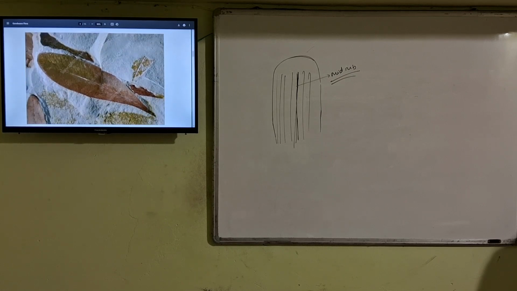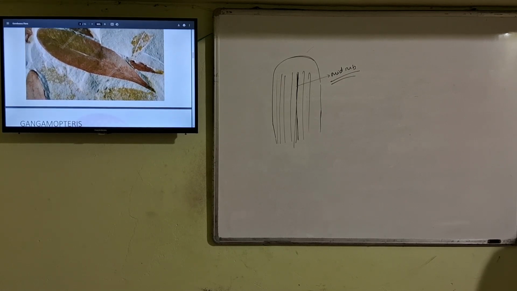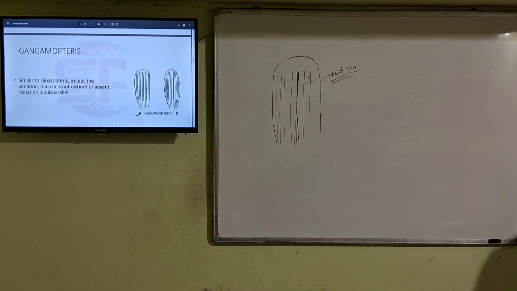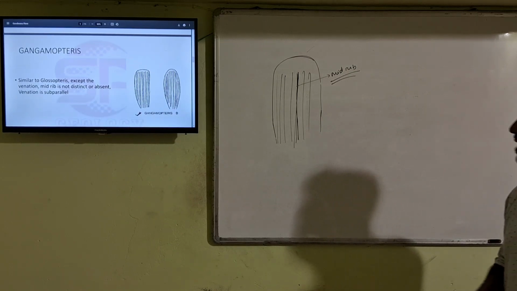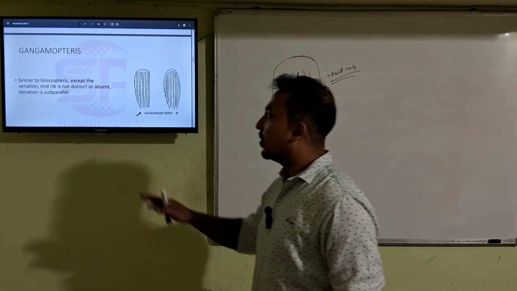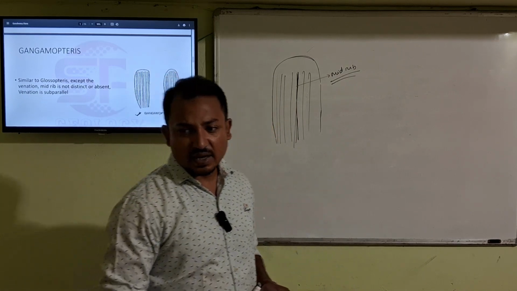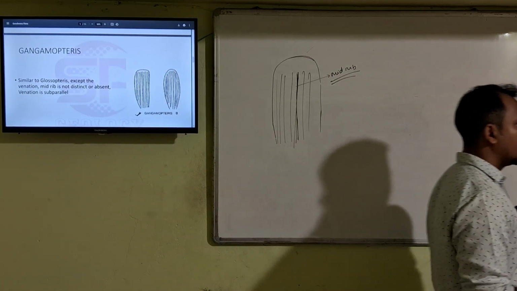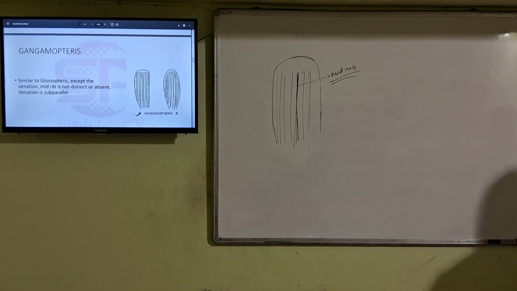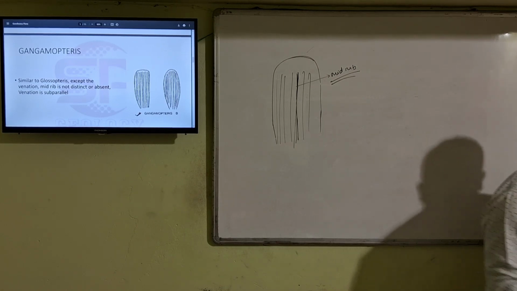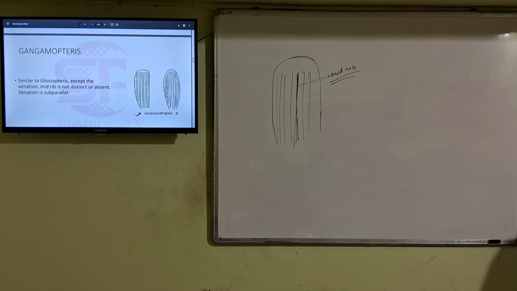Then this is your Glossopteris, you can see. Then Gangamopteris. Gangamopteris is the same as Glossopteris. The only thing is, the midrib is absent here. Only the midrib is absent. Same as Glossopteris, only midrib is absent.